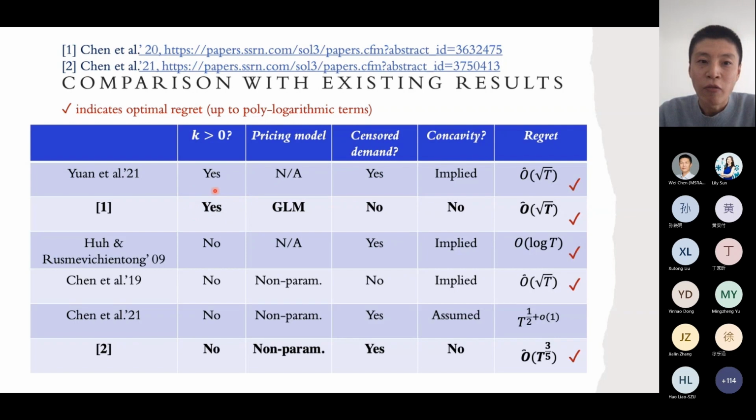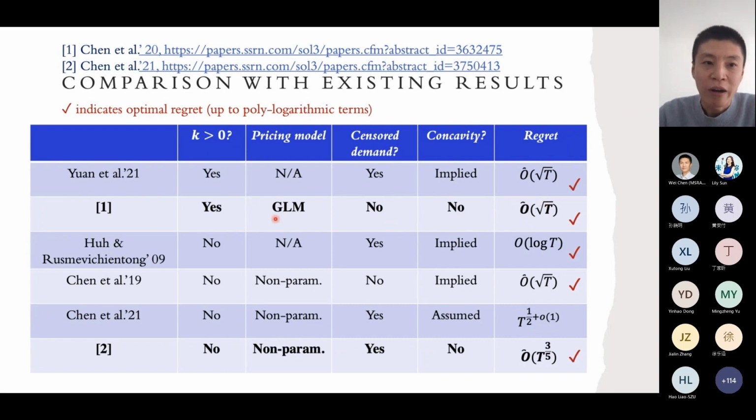For the fixed cost problem, we will consider a generalized linear pricing model. To make things simpler, we do not consider the censored demand part, which means that all the demands can be observed. In this setting, we achieve an optimal square root of T regret.